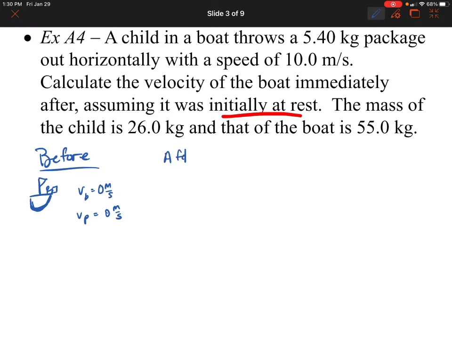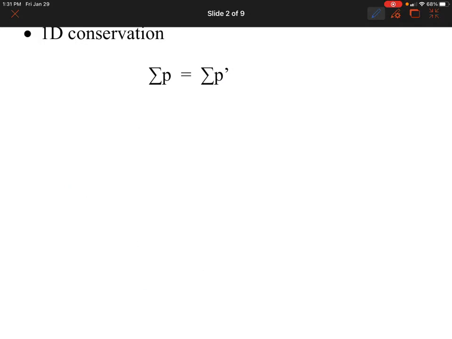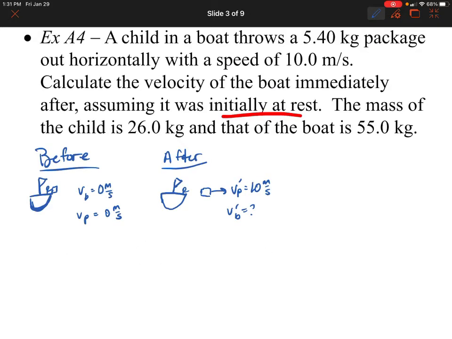Okay, and then afterwards, the boat has lost some of this mass because the kid has thrown the package off there. So there's the kid, and here's the package. It's over here on its way. So there we go. The velocity of the package there is 10 meters per second. And we're trying to look for the velocity of the boat and the kid. We're trying to figure out what they are. So I'm going to put little ticks here to say that that's afterwards. And that's usually the convention we use in momentum to describe before and after.